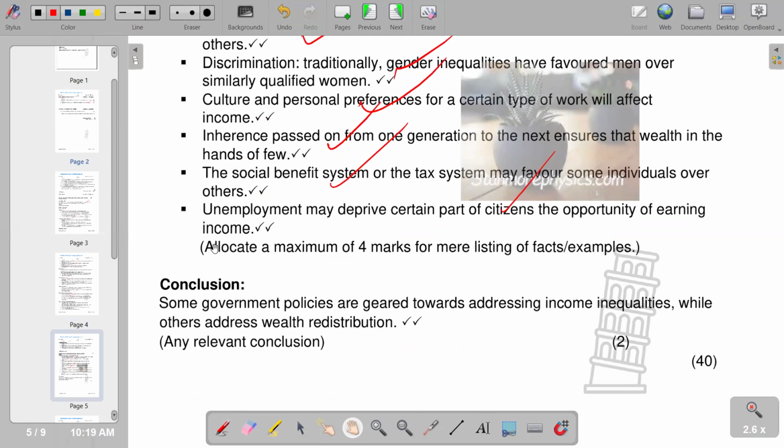And lastly, obviously, we have to end our essay with a conclusion. So this is a typical conclusion that we can come up with according to this essay. Remember, our essay is worth 40 marks, and our conclusion part consists of 2 marks.